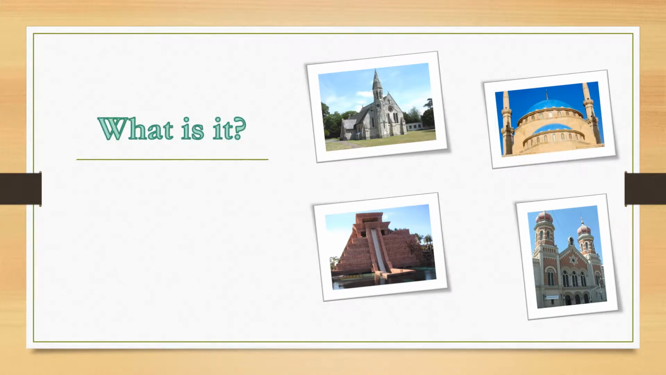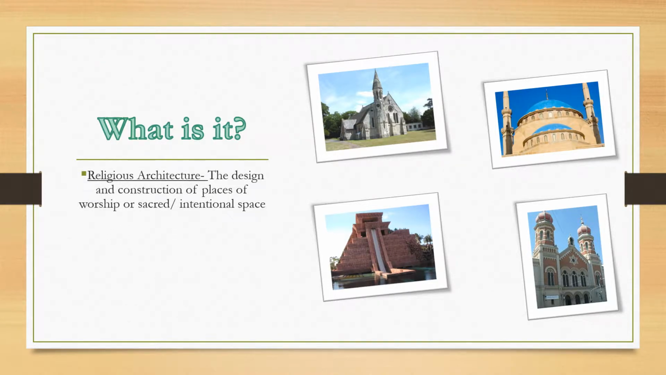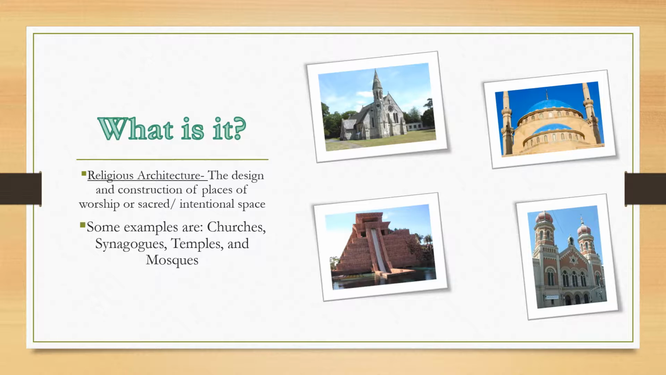What is it? Religious architecture is the design and construction of places of worship or sacred intentional space. Some examples are churches, synagogues, temples, and mosques. It is sometimes called a house of worship. On the other side, there are some pictures/examples of what churches, synagogues, temples, and mosques look like.